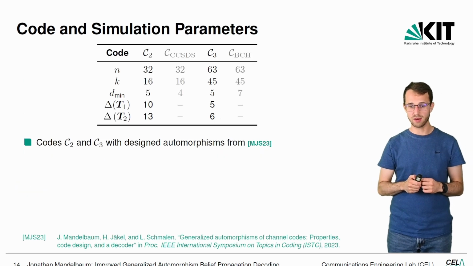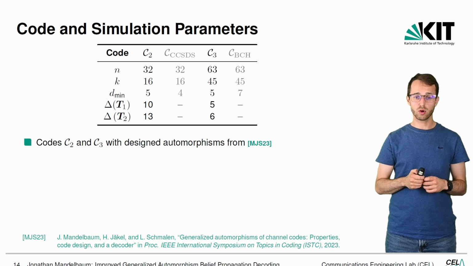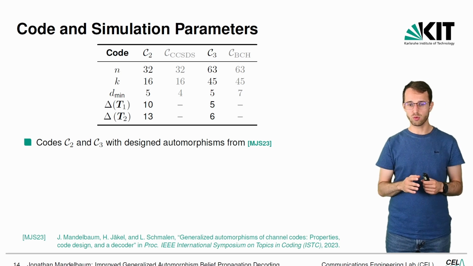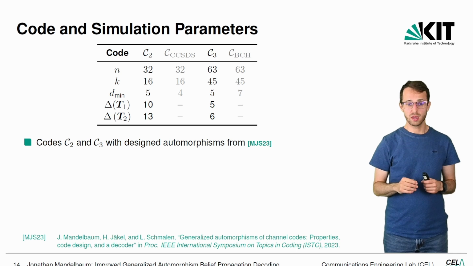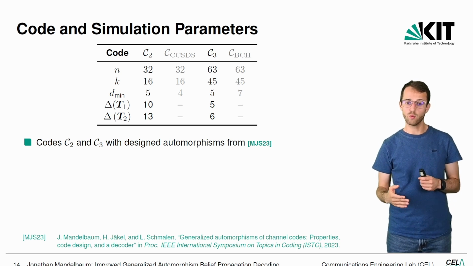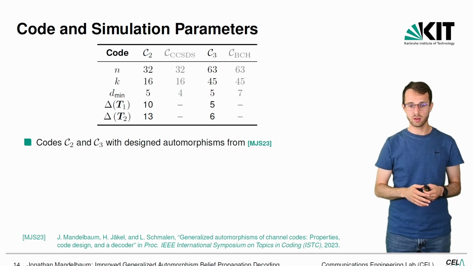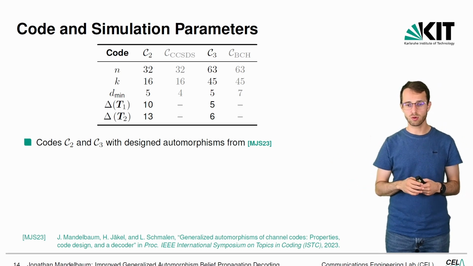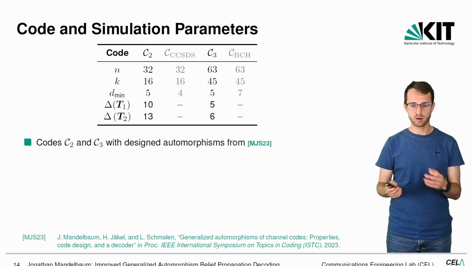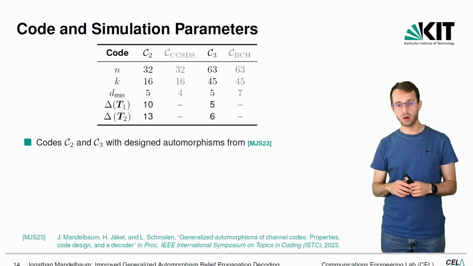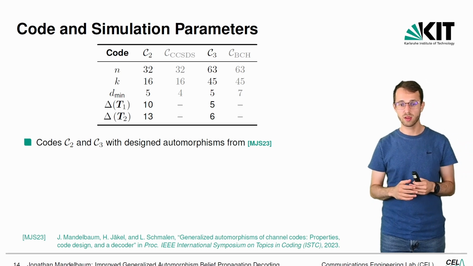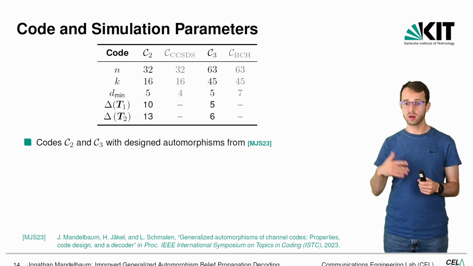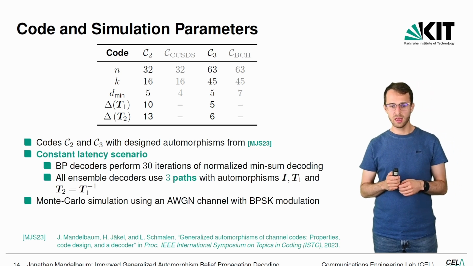Now I come to some results and then to a conclusion. We considered some codes C2 and C3, which we designed in our previous work to possess certain generalized automorphisms. So here we have C2, it possesses a generalized automorphism T1 with weight 10 over permutation and a second generalized automorphism with weight 13 over permutation. C3 is defined to possess a generalized automorphism with weight 5 over permutation and the second one with weight 6 over permutation. Also, we include some reference codes, namely a CCSDS code with the same block length and dimension as C2, and a BCH code with the same block length and dimension as C2.